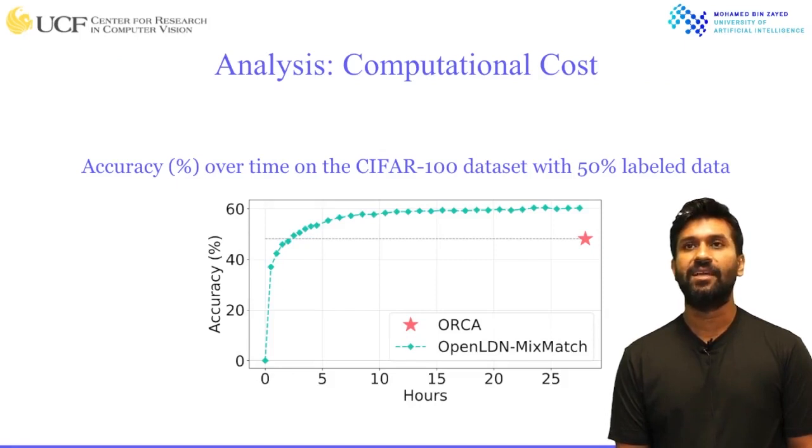So here is another analysis where we are looking at the computational cost compared to the previous state of the art ORCA, and we see that ORCA takes around 28 hours with the SimCLR pre-training to train on the CIFAR 100 dataset, and compared to ORCA, our method takes only around 3.5 hours to outperform that, and longer training improves the score further.